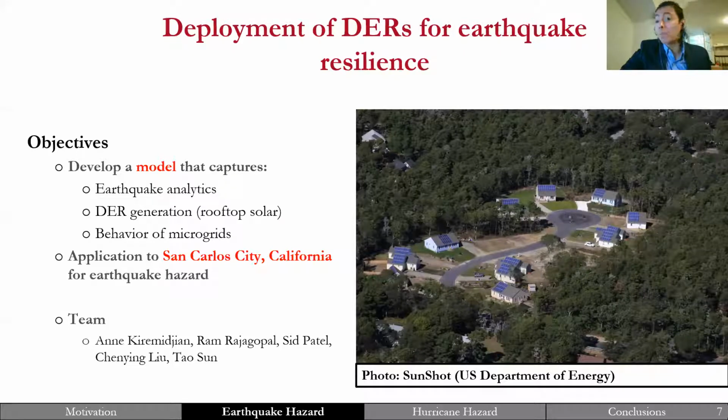And we focus on the behavior of microgrids, seeing how these neighborhoods can share energy to have more access to power when the main grid is out. And we apply the framework to San Carlos City in California.